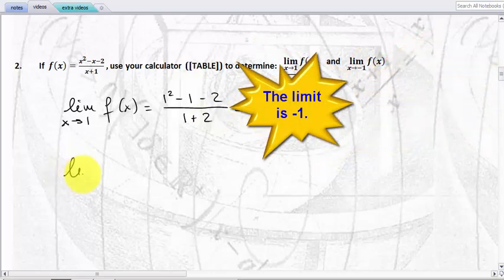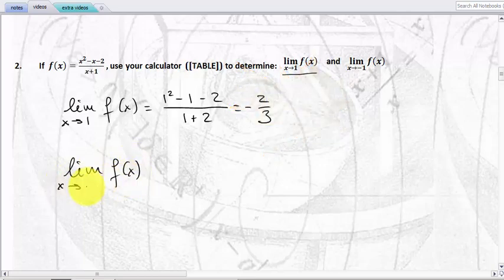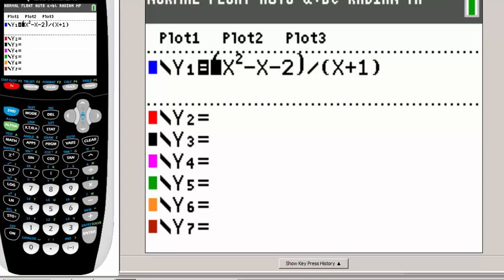Now, what do we do about this limit right here, the second one, at negative 1? The function is not defined at negative 1, so where will the limit be? So I'm asking you to check in your calculator with a table the value of the output as x approaches negative 1. So let's take the calculator and let's see how that works. So I have entered the function into y1 and I want to check the table, the limit at negative 1 of this function. So how do we do that?